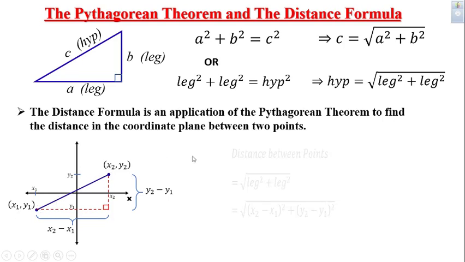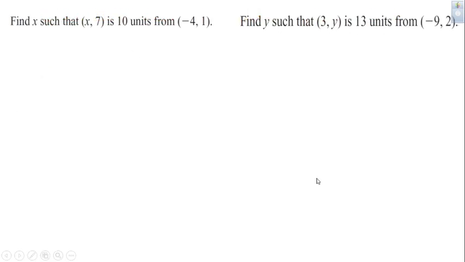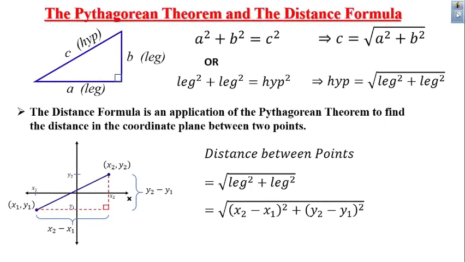And therefore, the hypotenuse, the distance from one end to the other, is simply the square root of the sum of the squares of the legs. One leg is x2 minus x1, so we square it, and square the other leg, y2 minus y1, and we add those under the square root, and there we have our distance. And that is our distance formula.